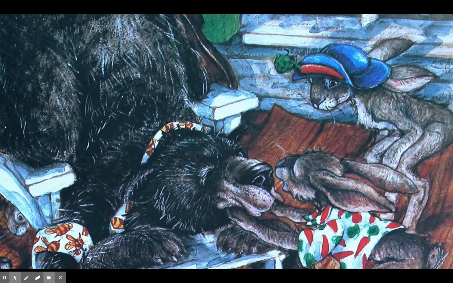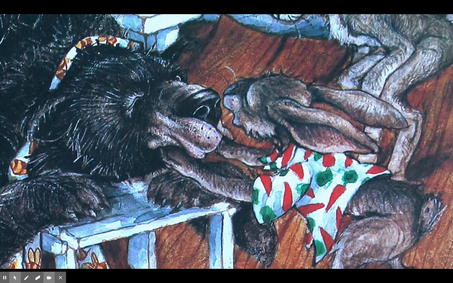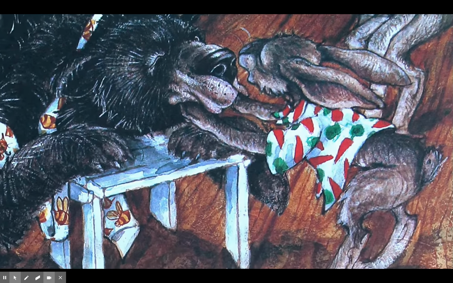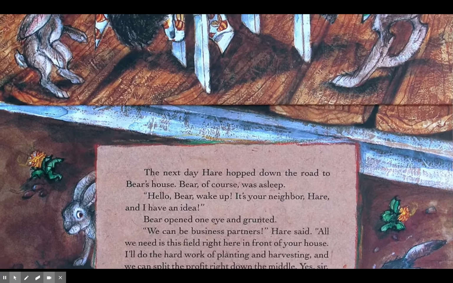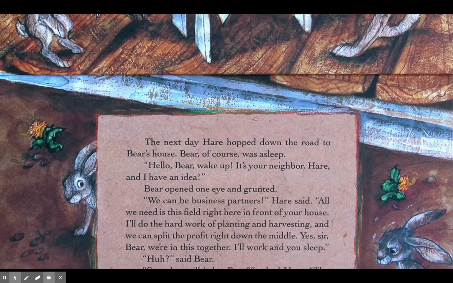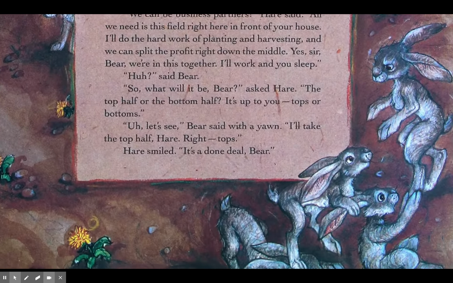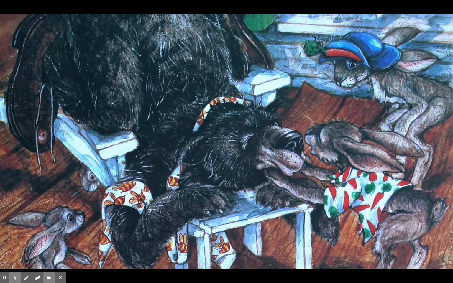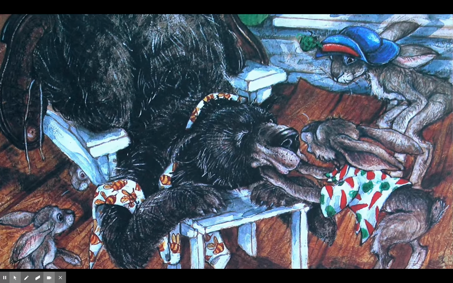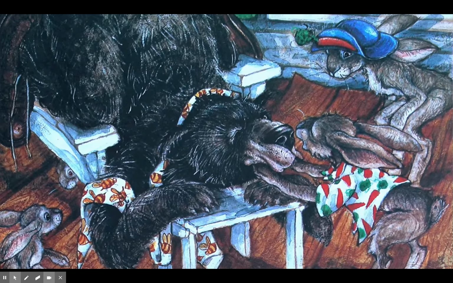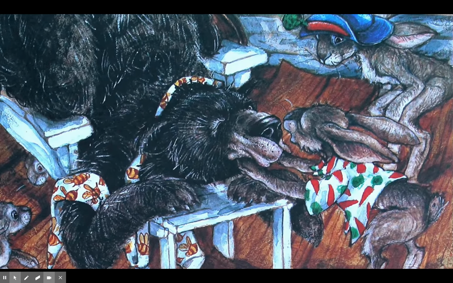Bear opened one eye and grunted. "We can be business partners," Hare said. "All we need is this field right here in front of your house. I'll do the hard work of planting and harvesting, and we can split the profit right down the middle. Yes, sir, Bear, we're in this together. I'll work and you sleep." "Huh?" said Bear. "So, what will it be, Bear?" asked Hare. "The top half or the bottom half? It's up to you, tops or bottoms."